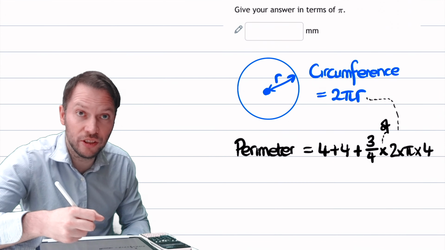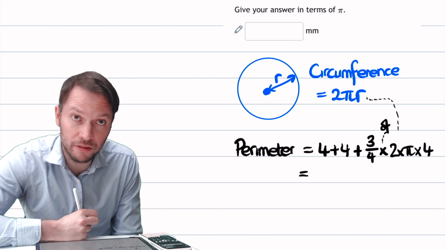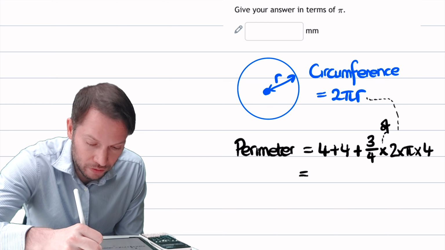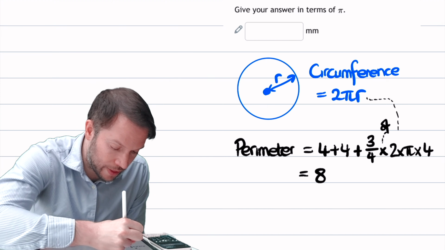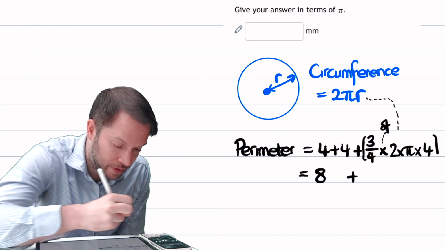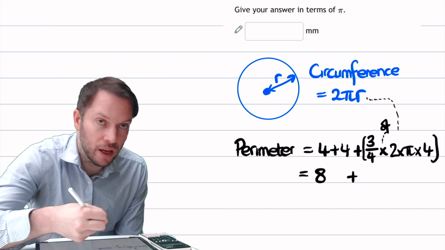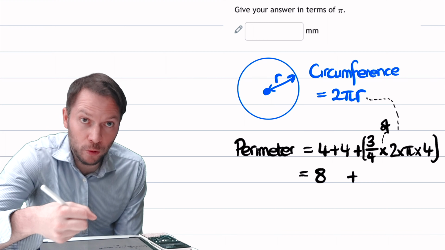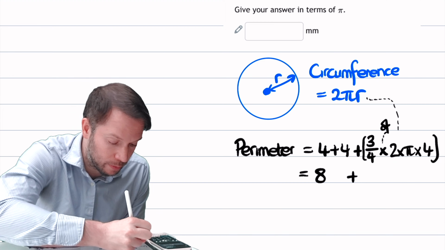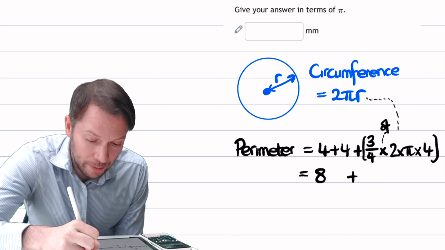And now we just need to either put this all into our calculator or we can simplify it ourselves. Now 4 plus 4 here is just obviously 8. And then let's try and simplify this big expression here. Now 3/4 times 4 is another way of saying 3/4 of 4. That's just 3. And then we're timesing it by the 2, which is 6. And then we've got 6 times by pi. 6 times by pi we can just write as 6 pi.